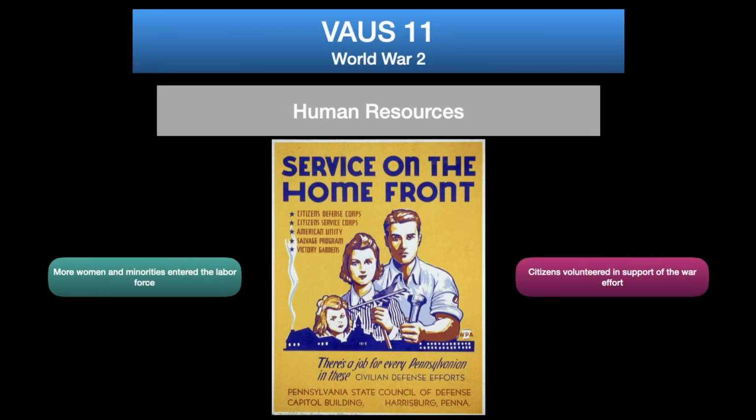So human resources, more women and minorities entered the labor force. Citizens also volunteered in support of the war effort. So this was a huge opportunity for women and minorities because, again, if there's a factory that needs workers, people aren't going to be as particular because there's a shortage of the men who are fighting in the war and dying.